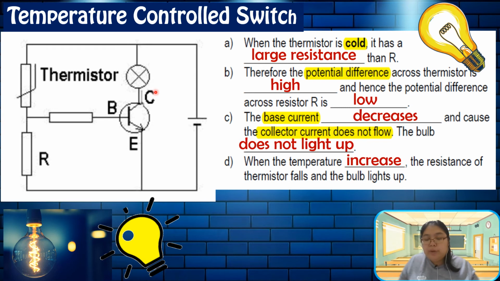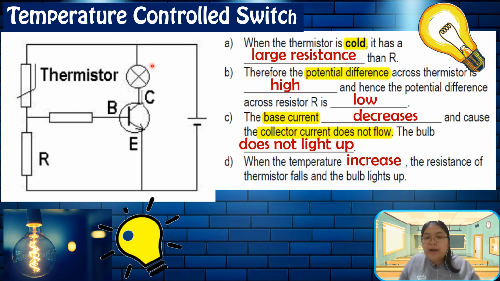So from here, we conclude the situation. This is normally used for an alarm, the siren. So when the temperature is low, that means normal temperature, the bulb does not light up and the siren does not turn on. So this one is correct. This situation is okay. Okay, now what happens during the night? Sorry, not during the night.